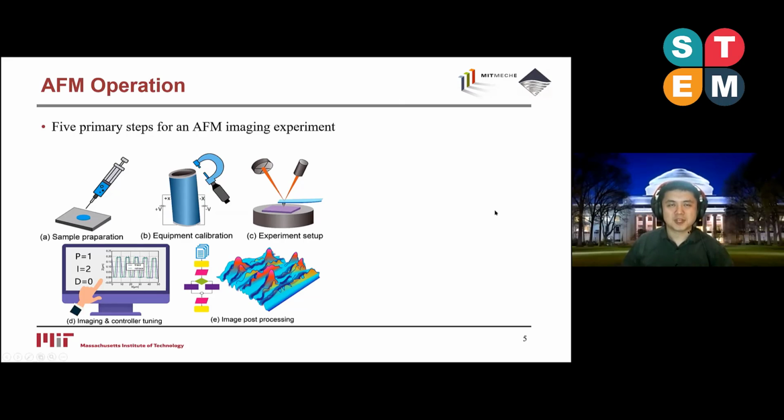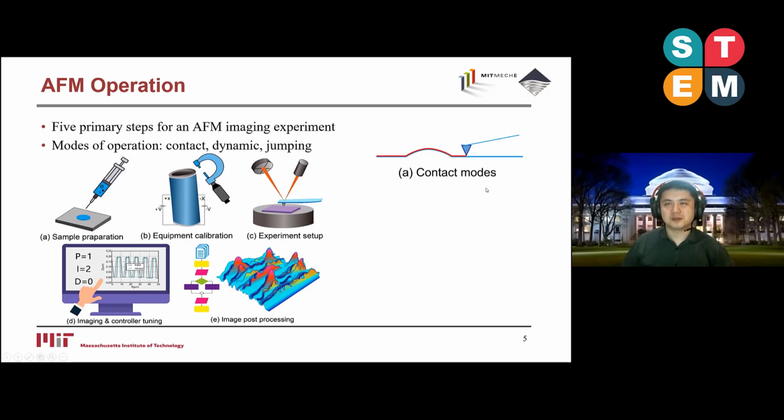This is to convert the collected data, process it, and visualize it so that we can interpret the results. Depending on the state of the cantilever, there are several modes of operation. We are doing a very high-level categorization into 3 general modes. First is contact mode, where the probe tip and the sample remain in contact while the cantilever deflection is regulated by the controller.